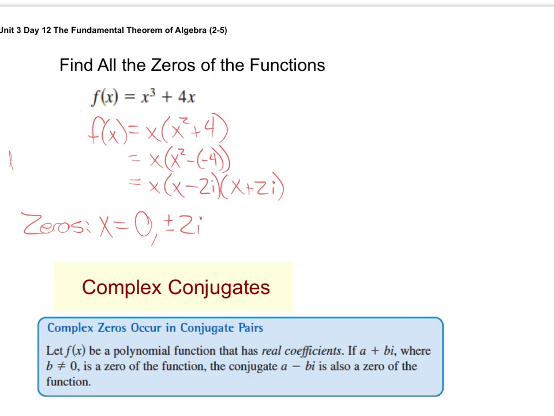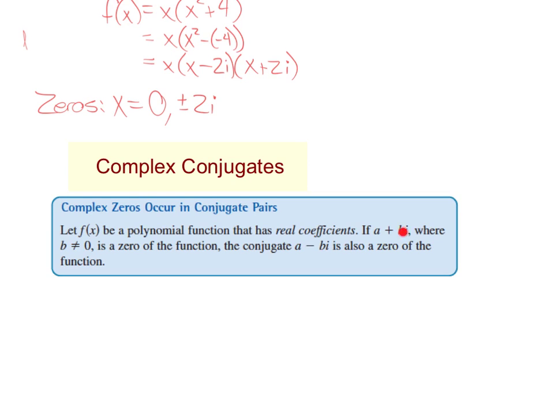The cool thing about this is that if you have a plus bi, where b does not equal 0, and that is a 0 of the function, then the conjugate a minus bi is also a 0 of the function. Every time. So if I told you that we had a 0 at 3 minus 2i, you would automatically know what? 3 plus 2i will also be 0. You would know that 3 plus 2i has to be a 0 automatically.